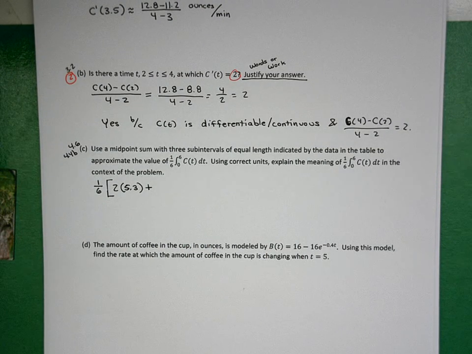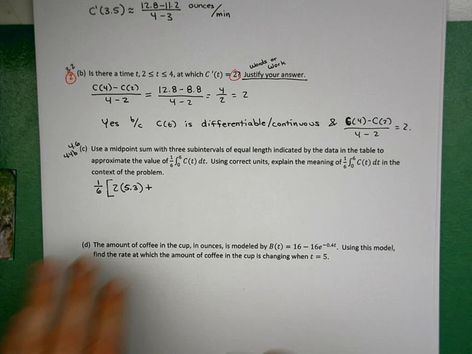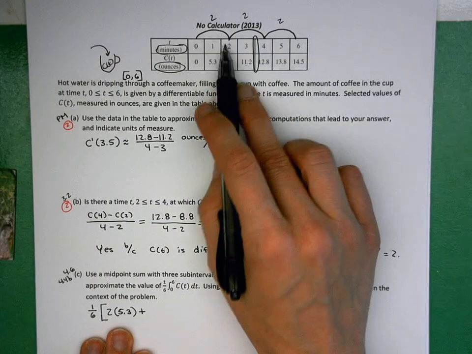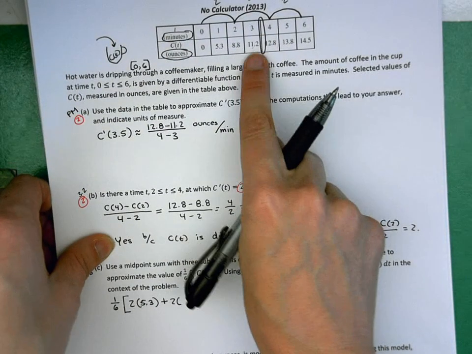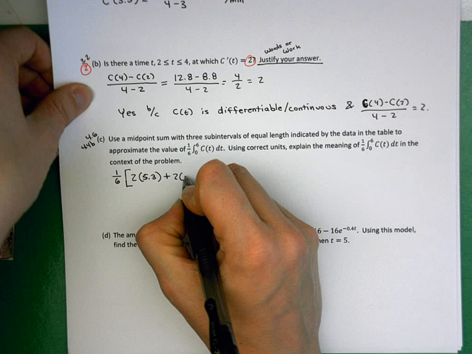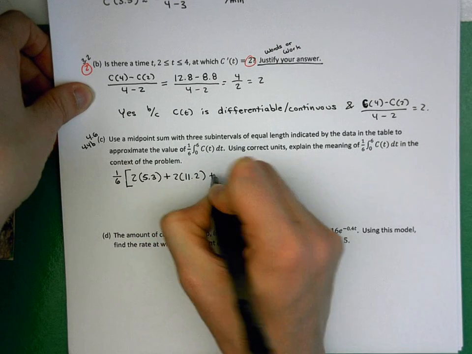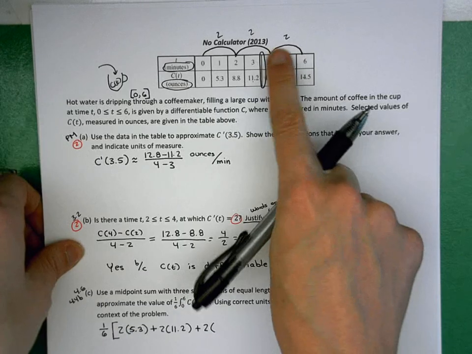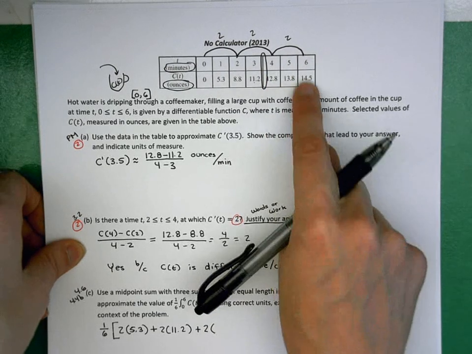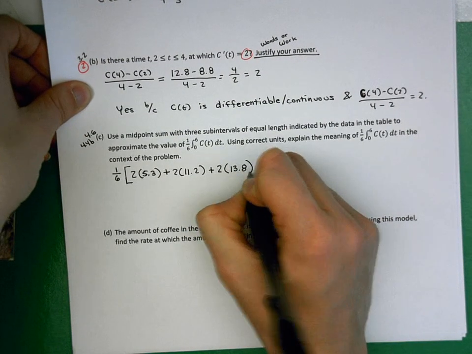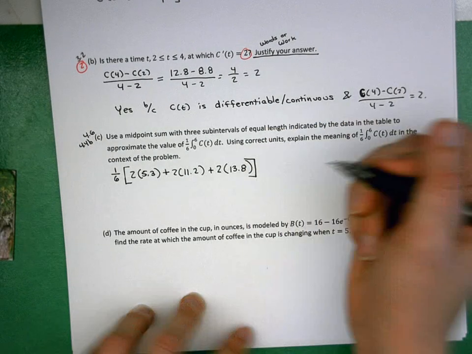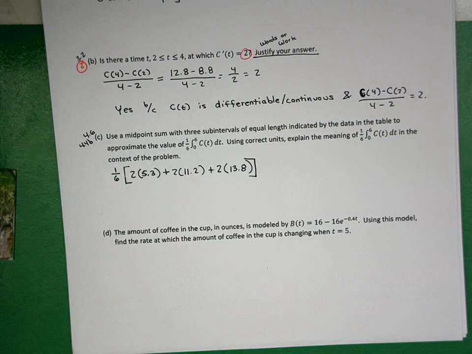Second subinterval, we have our change. 2 to 4 is a distance of 2. And then again, not your left, 8.8, not your right, 12.8, but your middle, 11.2. And then third subinterval, 2 for your change, not the left, not the right, but the middle, 13.8. And then again, you can simplify if you want, but I wouldn't, right? You have no extra points and you have no calculator, so I really wouldn't recommend doing that.